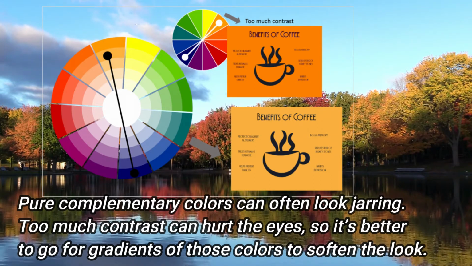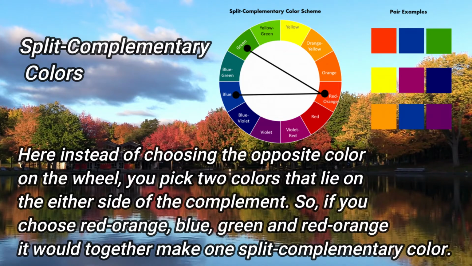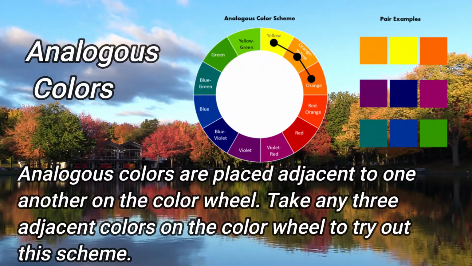Too much contrast can hurt the eyes, so it's better to go for gradients of these colors to soften the look. Here, instead of choosing the opposite color on the wheel, you pick two colors that lie on either side of the complement. So if you choose red-orange, blue-green and yellow-green would be picked together to make one split complementary color. Analogous colors are placed adjacent to one another on the color wheel.